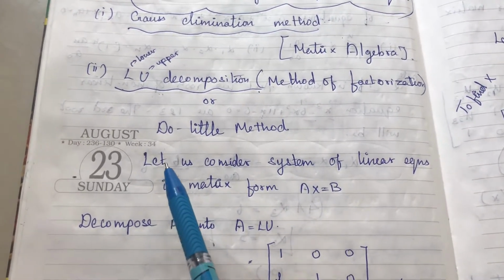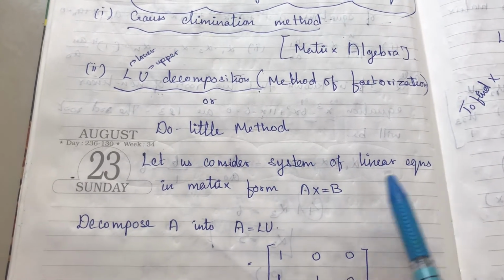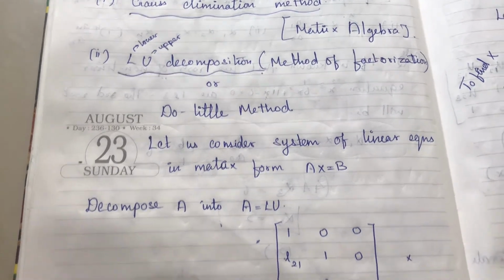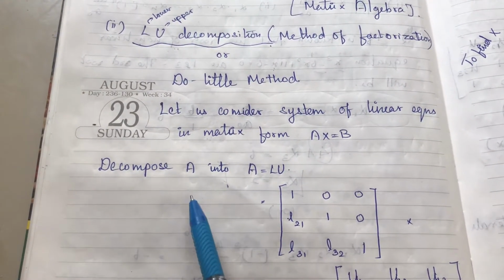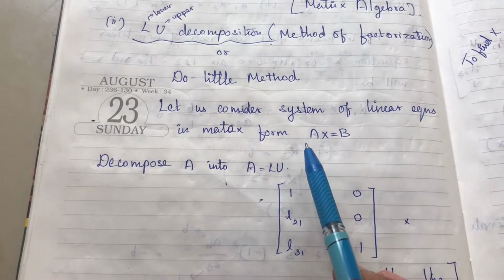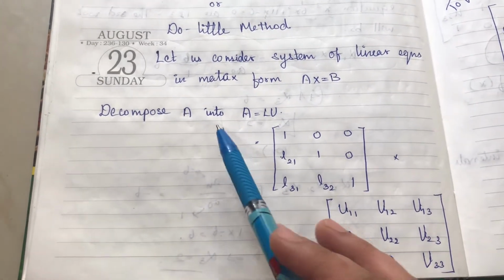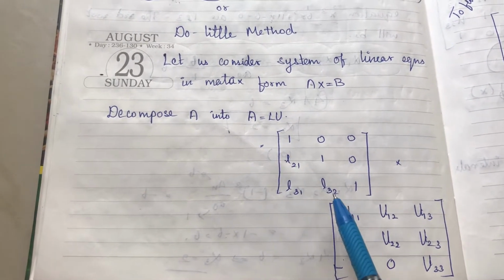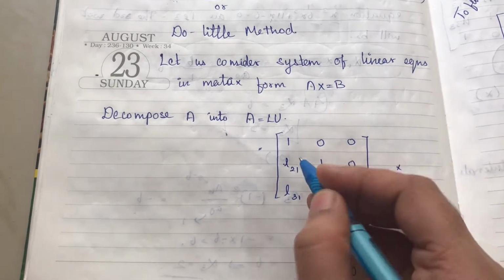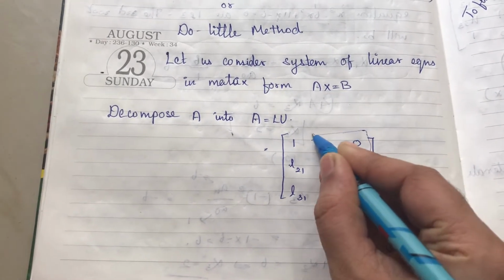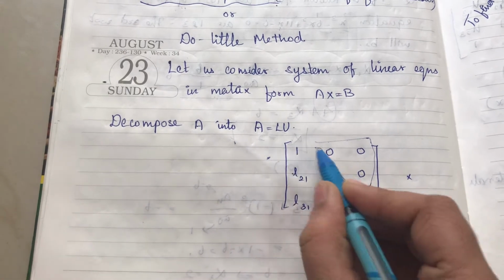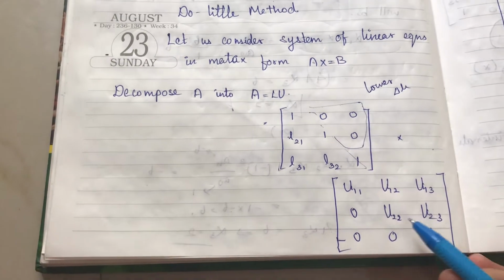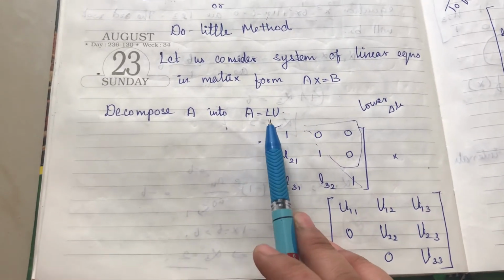First we need to consider the system of linear equations in the form Ax equal to B. Then we need to decompose that A into A equal to LU. For example, you can see here the A matrix can be written like this. The triangle is formed in the lower part, so it is a lower triangle, and here it is an upper triangle. So you can see here L into U.